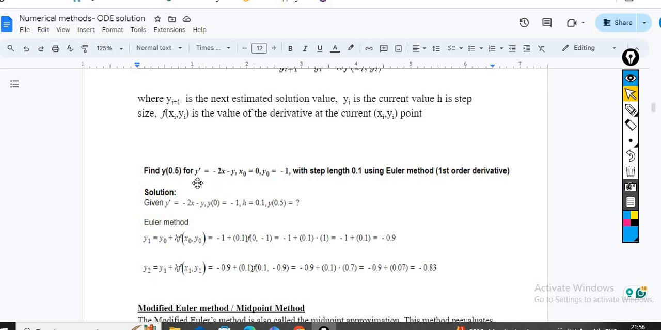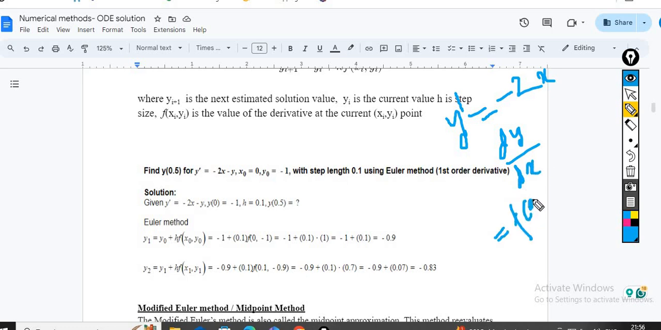So we have taken a differential equation, y dash equal to minus 2x minus y. Now what is the meaning of y dash? Y dash can be written as dy/dx, or this can be written as a function, that means the slope function at x0, y0. So what do you have to find? You have to find the function y at point 0.5. So here the x value is 0.5.